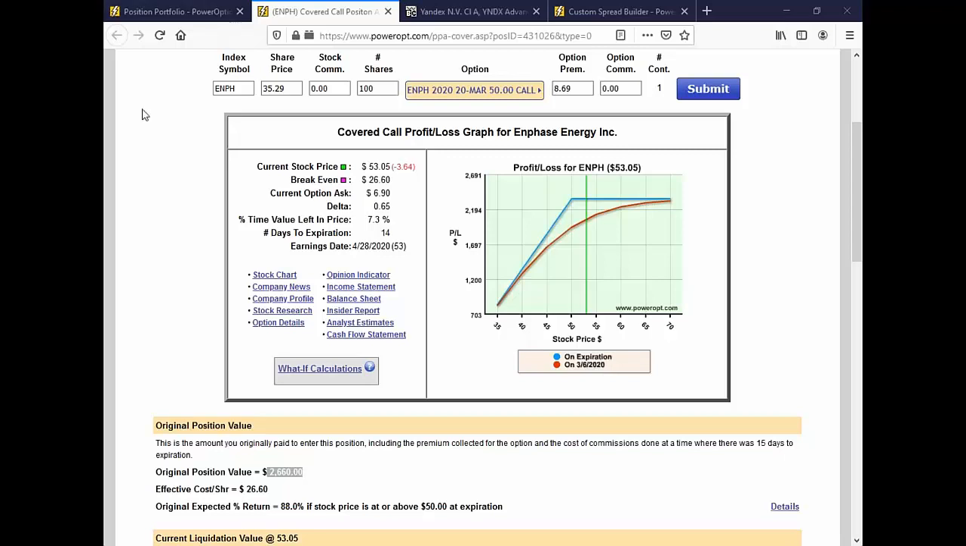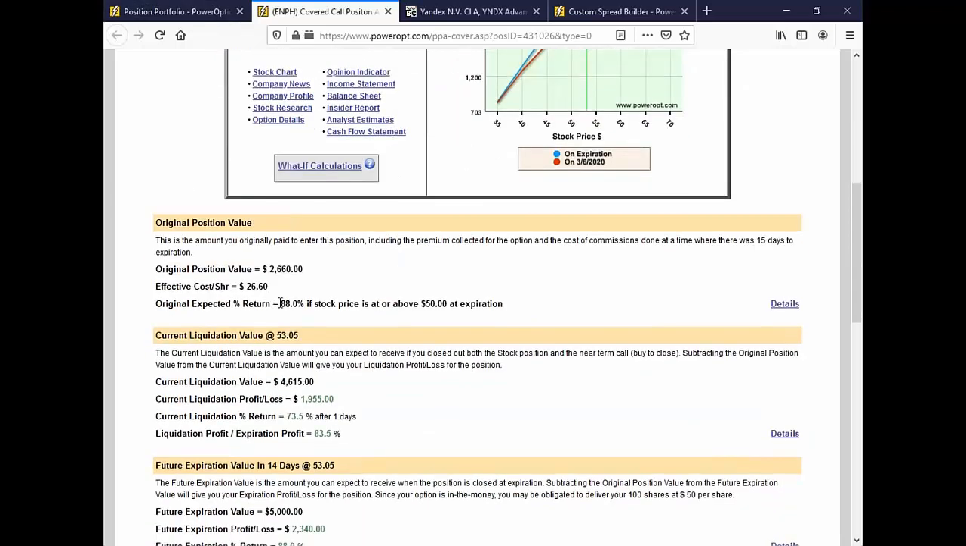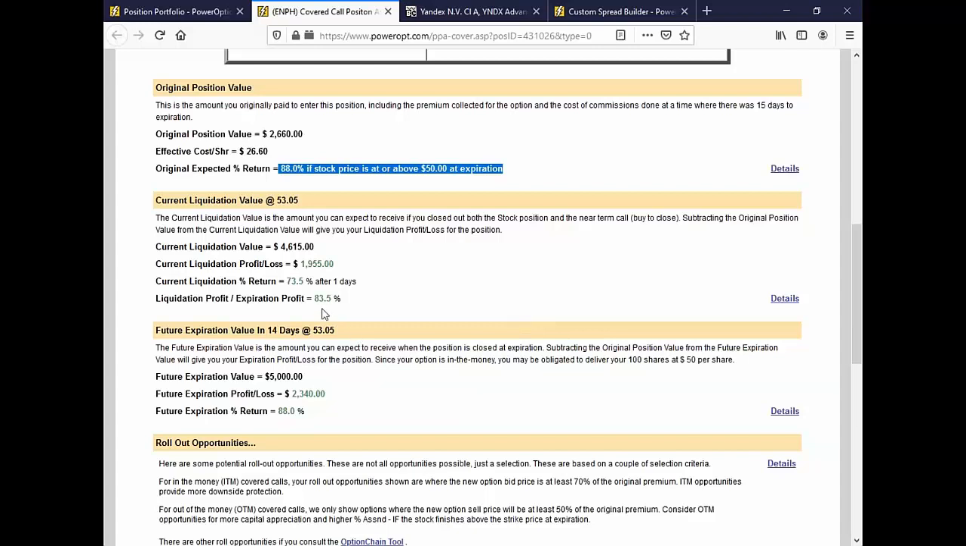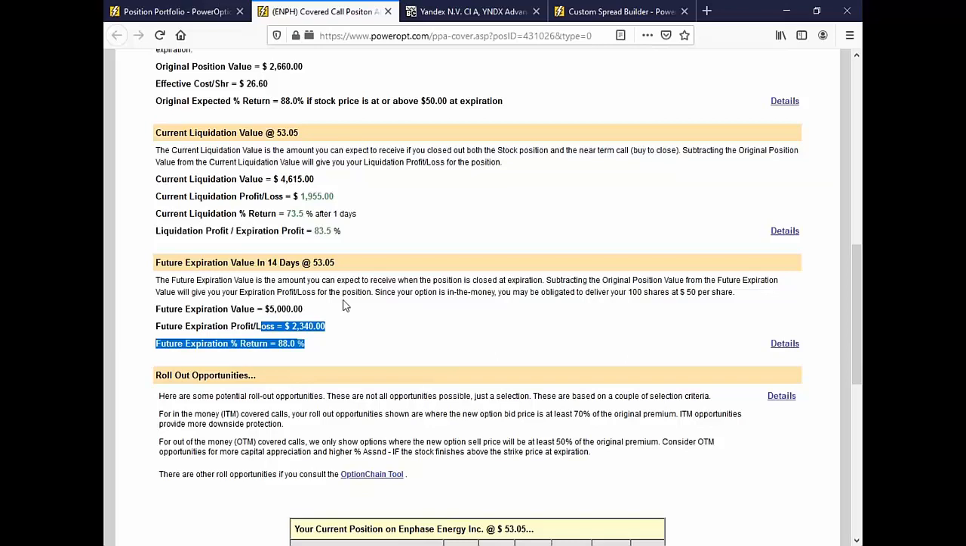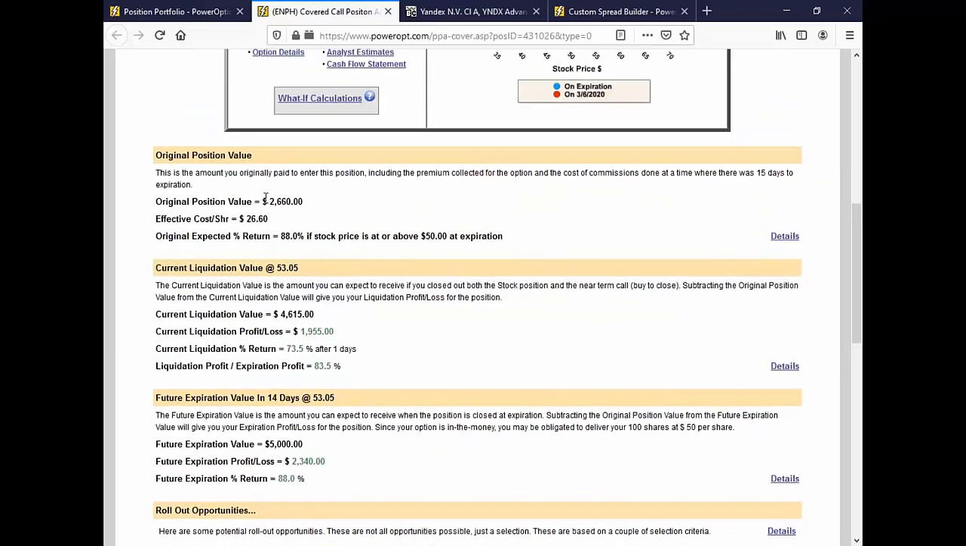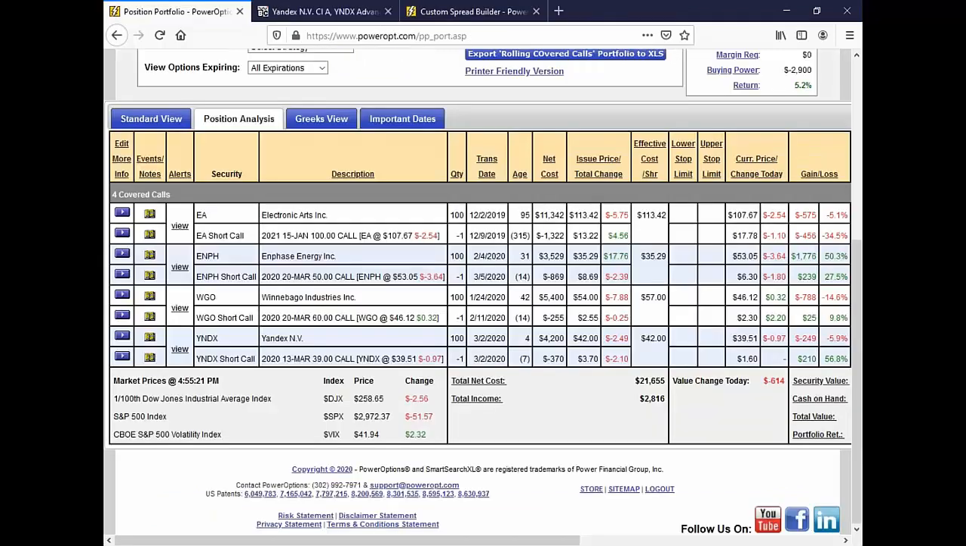But that's what the portfolio tools help you do. Evaluate where you stand right now, what you originally expected, what your current liquidation value is, what your future expiration value is if the stock stays at the same price, and you know right here this is your break-even. The stock can fall to $26.60 before you start losing money on the position, all right? So that's the benefit of the portfolio tools there, Maurice, and I think that's where you can stand right now and what you can do. You can also evaluate those rollout opportunities if you wanted to move further out as well, okay?